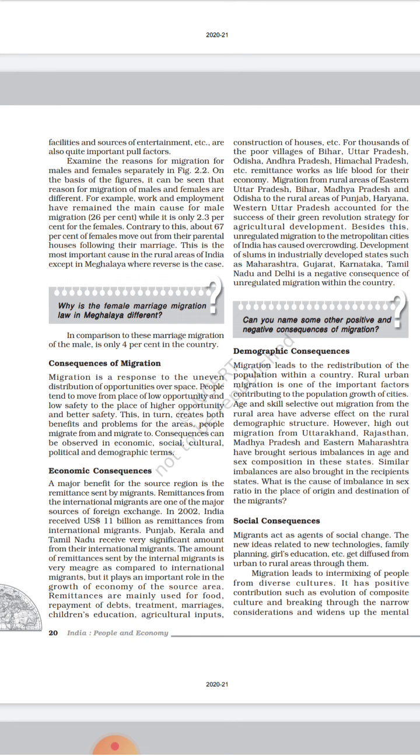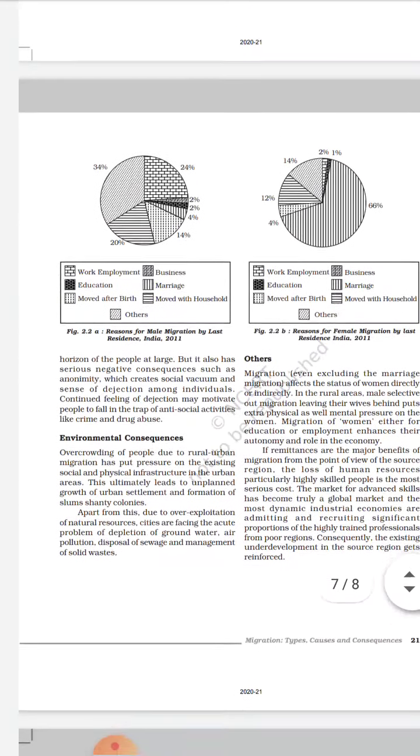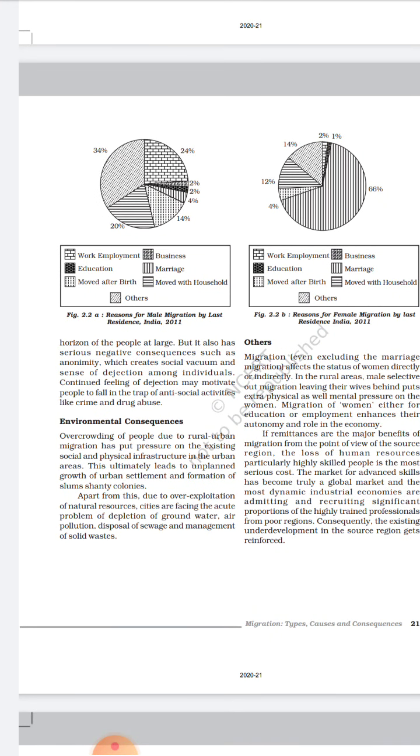Next are the social consequences. Migrants act as agents of social change, bringing new ideas related to new technologies. Migrants lead to intermixing of people from diverse cultures. For example, if a person migrates from Punjab to Haryana or Punjab to southern India, their cultures also mix up. So it has a positive contribution as well as a negative contribution.